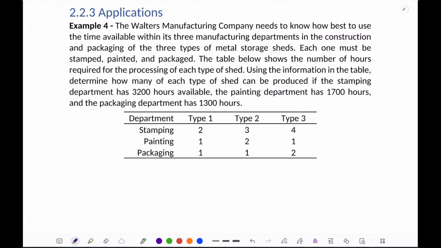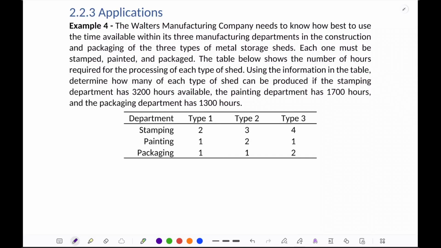Example 4. The Walters Manufacturing Company needs to know how best to use the time available within its 3 manufacturing departments in the construction and packaging of 3 types of metal storage sheds. Each one must be stamped, painted, and packaged. The table below shows the number of hours required for the processing of each type of shed. Using the information in the table, determine how many of each type of shed can be produced if the stamping department has 3,200 hours available, the painting department has 1,700 hours, and the packaging department has 1,300 hours.